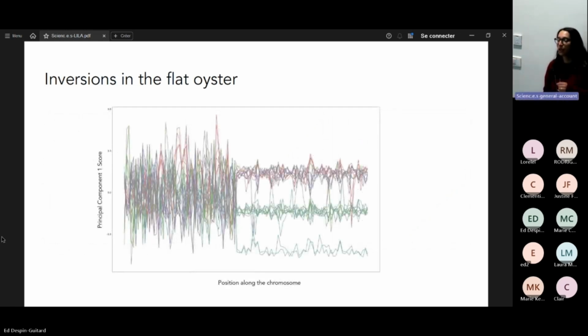We can have a closer look at these inversions using a local principal component analysis. What this is doing is taking a principal component analysis at different sections throughout the chromosome so we can see where different differentiation patterns pop out.